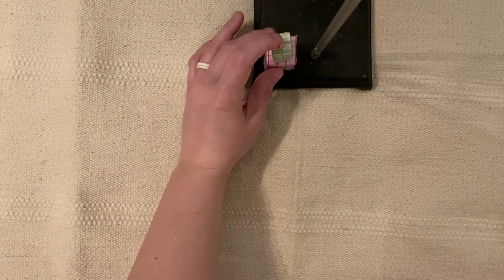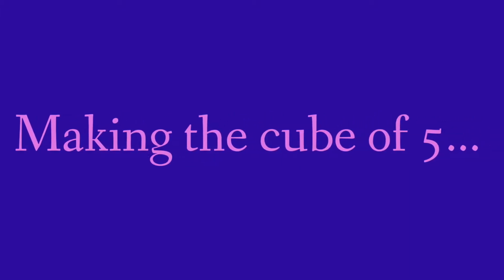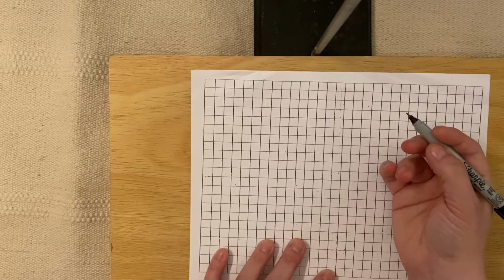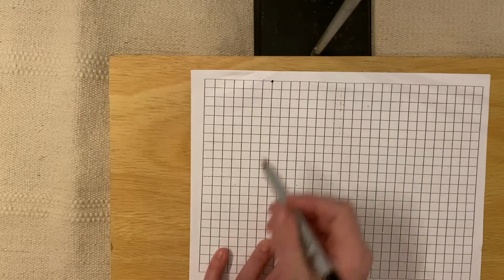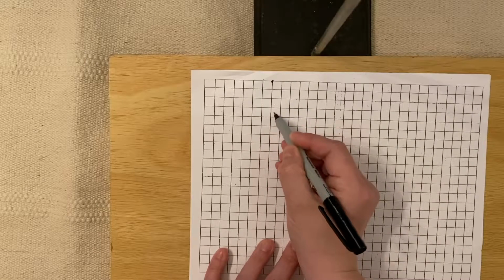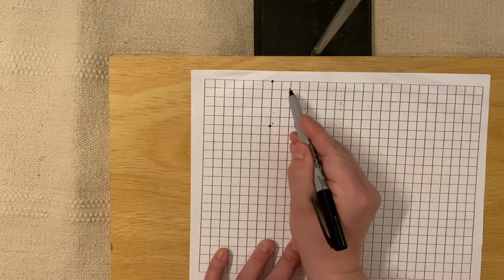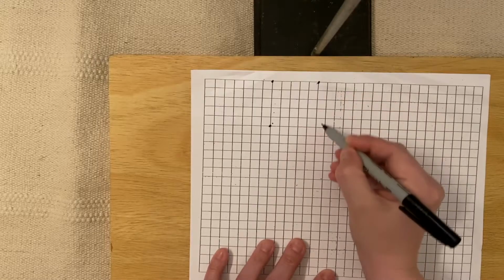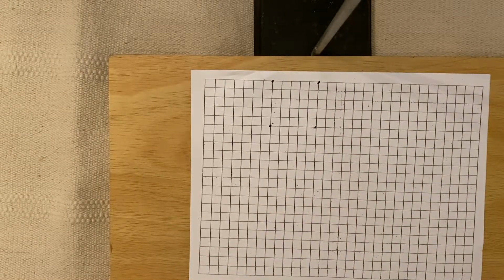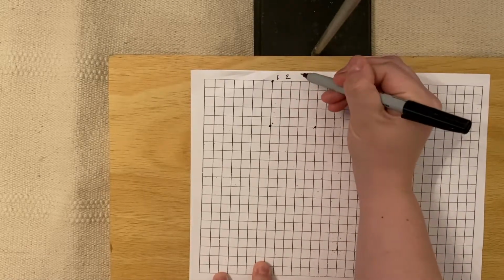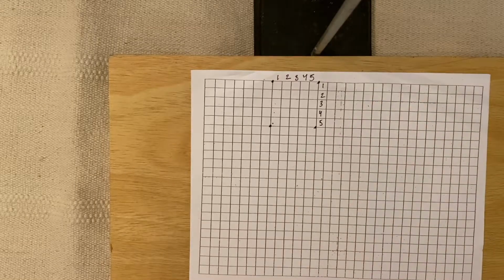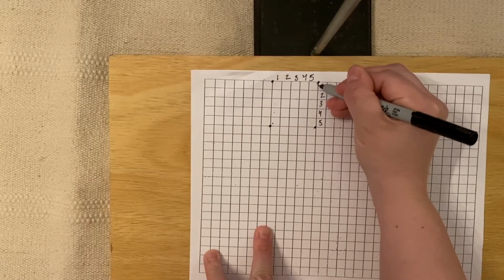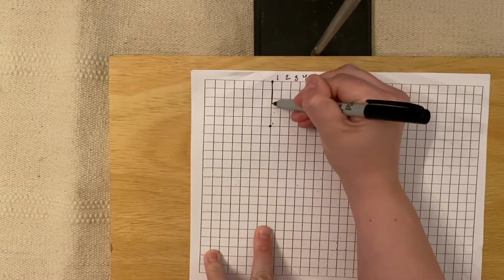So I'm going to show you how I made the 5 cube. I'm going to start right here, okay? And I'm going to count 1, 2, 3, 4, 5. And then 1, 2, 3, 4, 5. So there's 1 square of 5. You don't have to write those numbers. I'm just doing that to make sure that you guys can see that I counted 5.